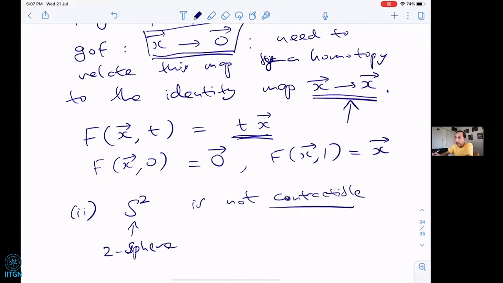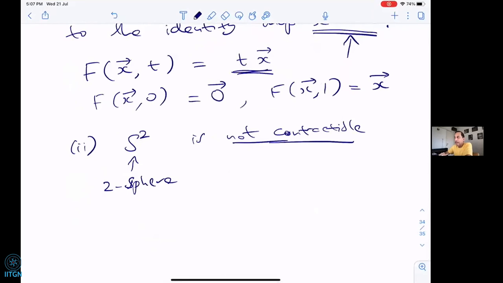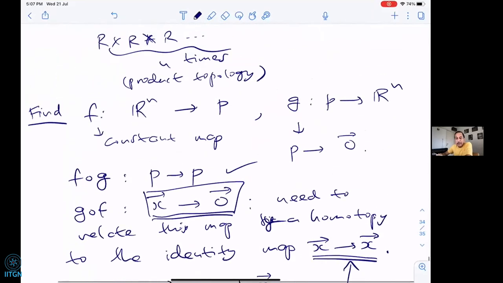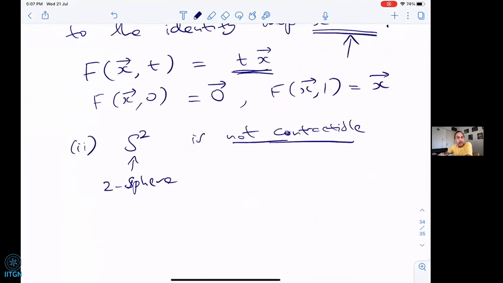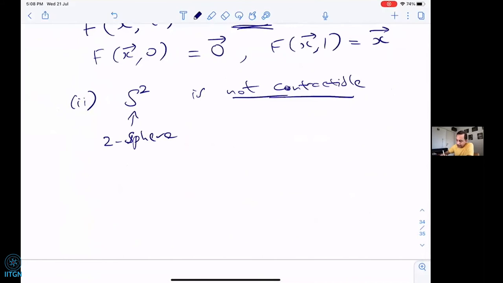Unlike Rn. Okay. Now, to show rigorously that it's not contractible, I need to show you that there is no map from S2 to a point and point to S2 such that the compositions are homotopic to each other, so homotopic to the identity maps. But still, I think we can actually show that in this case.